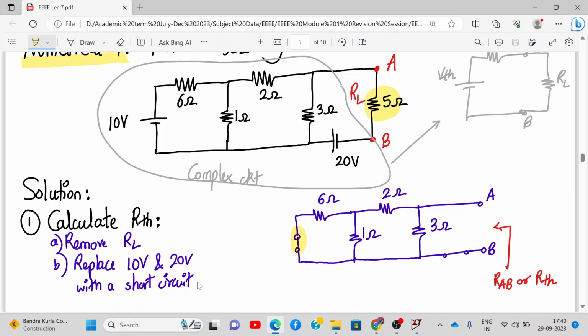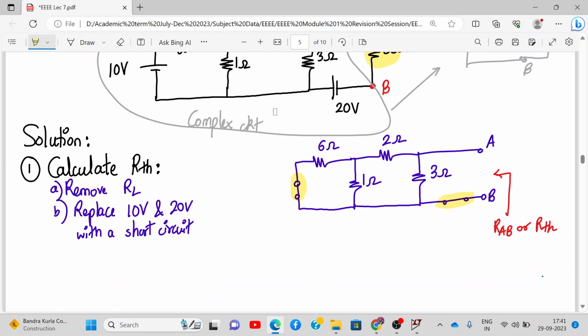10 volt voltage source, we have replaced it with a short circuit. And 20 volt voltage source also, we have replaced it with a short circuit. Now we'll analyze this network a little further. Let me save this document first.